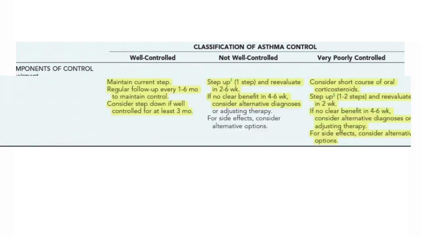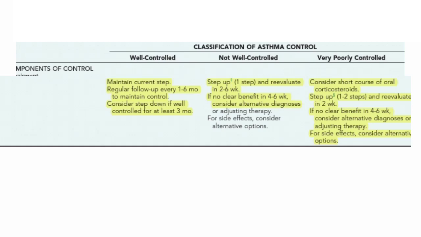So what will you do as per control classification? In well controlled, you will maintain the current step. Regular follow-up is done every 1 to 6 months to maintain the control, and consider step down if well controlled for at least 3 months. So once you got a patient who you label asthma, you started treatment in the form of step 1, 2, 3 or 4 as per the asthma severity classification. You followed that patient and you check the control.